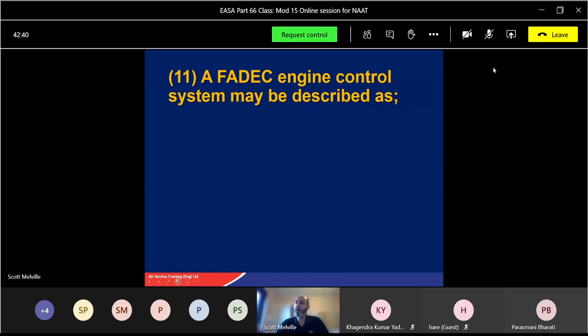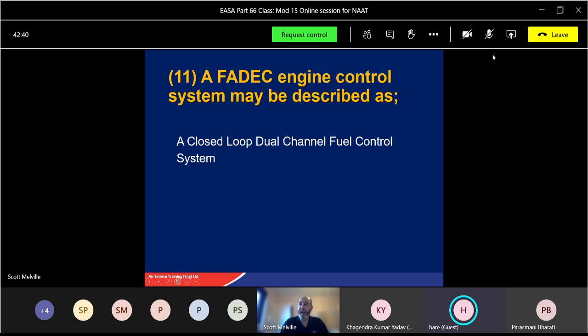11. A FADEC engine control system can be described as what type of system? Closed loop system. Closed loop? Yes, I'm saying it. Yeah. A closed loop, and I'll say it's got two channels, A and B, fuel control system.